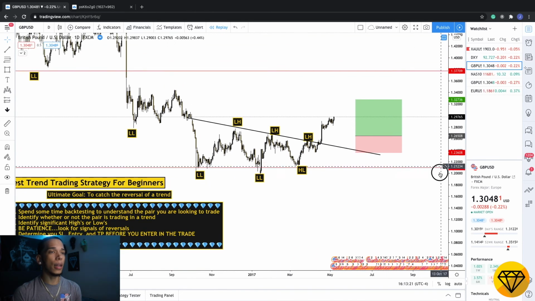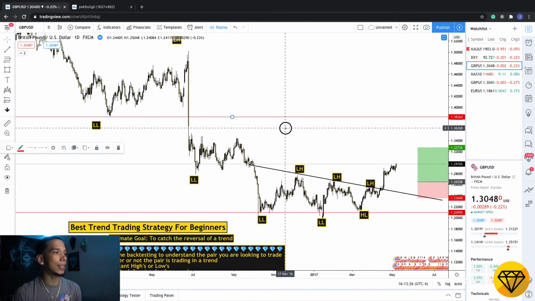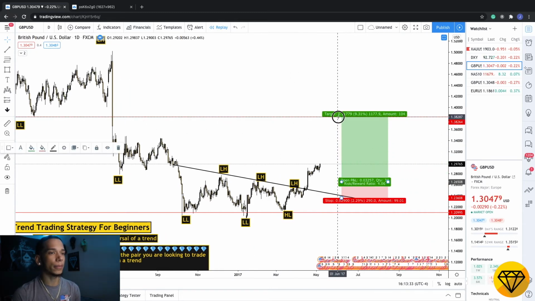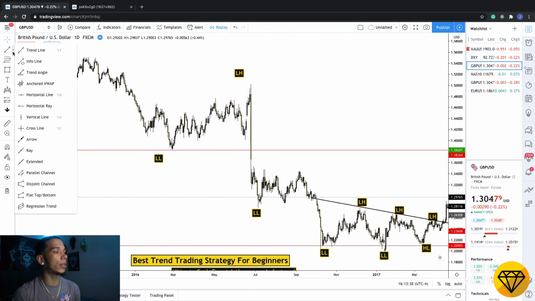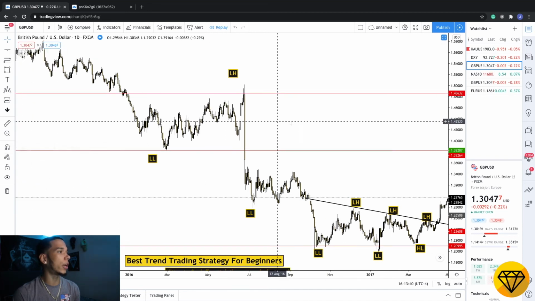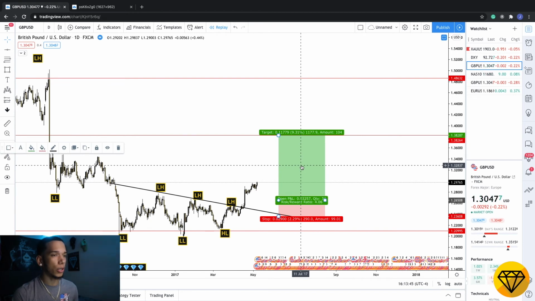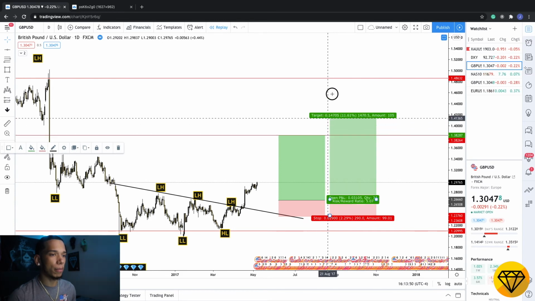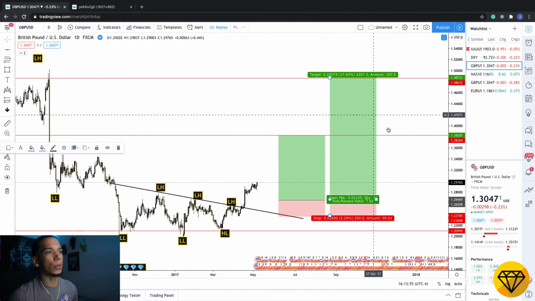And then you can target any one of the other structures. So the last support that it broke through, you can target that. Or you can go ahead and target other structures above that as well. It just depends on what type of trader you are: an intraday trader, a scalper, whatever the case may be. But for beginners, this is going to be the strategy that gets you the most pips.